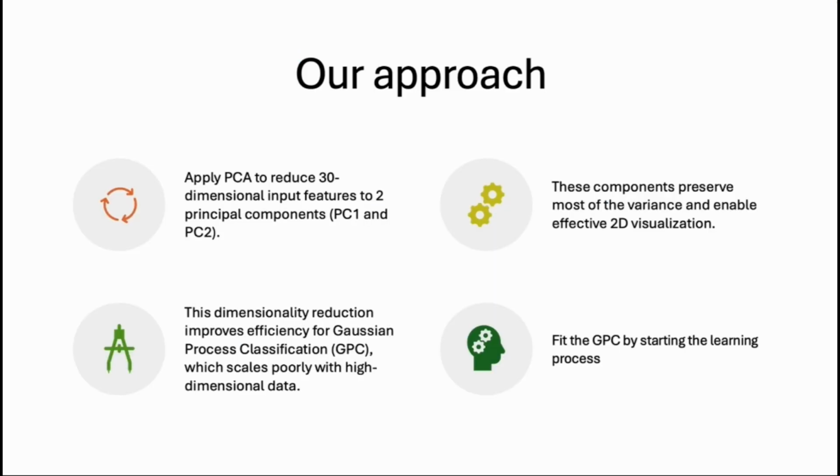To effectively visualize and have more efficient results, we will utilize PCA to go down from 30 dimensions into 2-dimension features, which are the first two principal components that preserve most of the variance and enable us to effectively run this algorithm since this is order n cubed. So high dimensional inputs will make it computationally expensive. So let's look at the learning process.